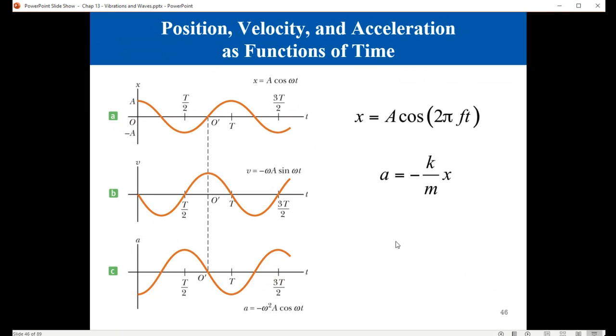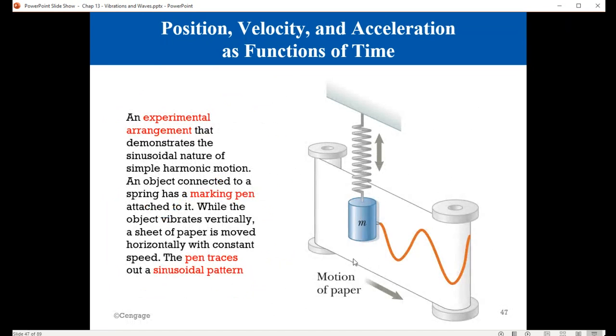Then for the acceleration, if that is x, we know that acceleration is minus k over m x, and k over m is omega squared, because omega is square root k over m, as you recall. So the acceleration is minus a omega squared cosine 2 pi f t. And we understand this minus sign, it is opposite to x.